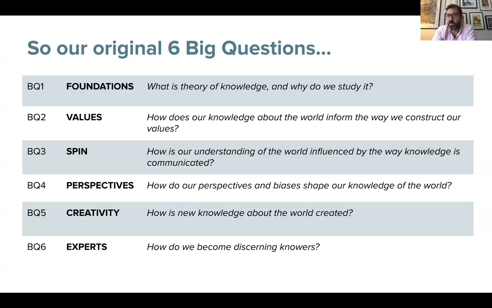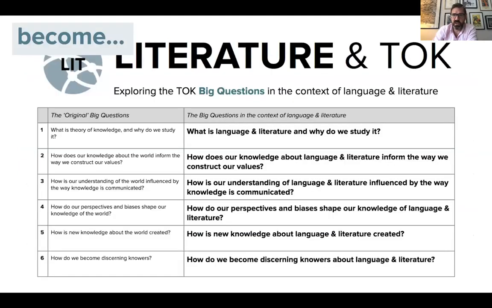So what we do with these big questions, for every DP subject, for every group, is convert those questions into the relevant subject. So for language and literature, we have this. And again, I don't need to read it out. You can see it for yourself. How do we create new knowledge about language and literature? How do our perspectives and biases shape our knowledge of language and literature, et cetera, et cetera. So suddenly we have a course that at any point, language and literature teachers can get involved in and can respond to and can help their students with.